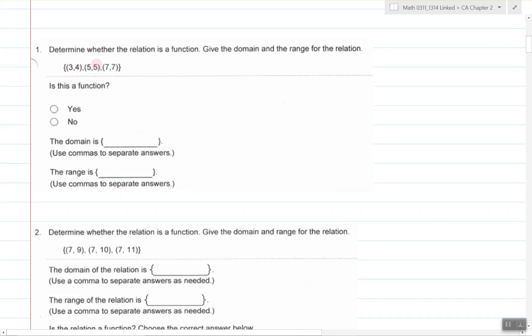So is this a function? The answer is yes. For each x there is only one y. What is the domain? It is a set, and it is the x values. It is 3, 5, and 7, the x values. What is the range? It is the set 4, 5, and 7. All right, so domain is the set of x's for which the function is defined. Range is the set of y's.